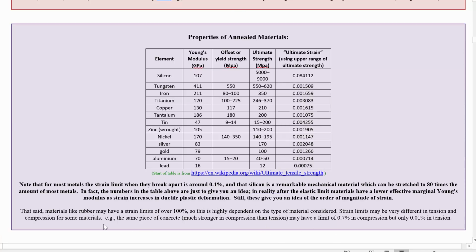One other thing to note is that some materials can have different strain limits in tension and in compression. So the same piece of concrete might have 0.7% as a strain limit in compression, but only 0.01% in tension. Concrete is notorious for being way stronger in compression than in tension, and that's one of the reasons we use reinforced concrete in building. What you do is you take some concrete, before you pour it, you put these steel rods in the area that you're going to pour the concrete into, and then you pull the steel rods apart so they're tensed a little bit, maybe 0.3% for this piece of concrete.